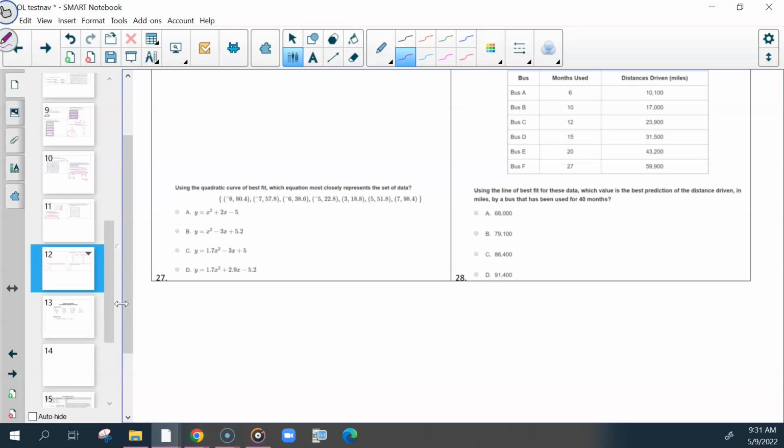For 27, this is talking about the quadratic curve of best fit. So you would need to put in all of this data. I will say the more accurate this is, so like the more decimals it has, is probably the one you need to go with. So without putting this in, I could probably say D is most likely going to be our answer because it has the most amount of decimals, so it should be the most accurate. But we'll still put it in just to make sure.